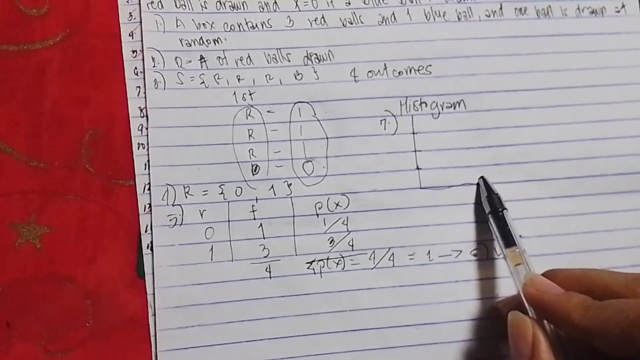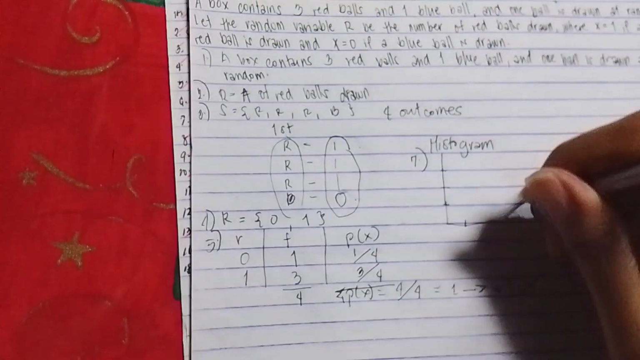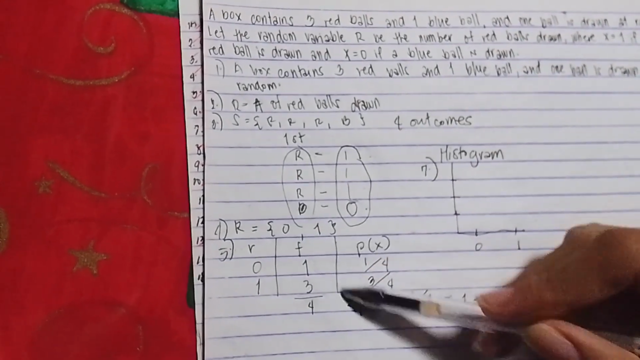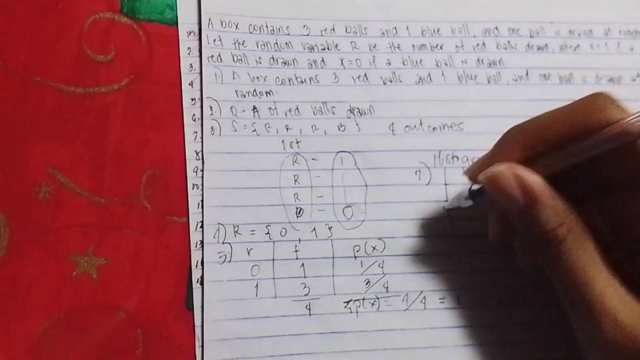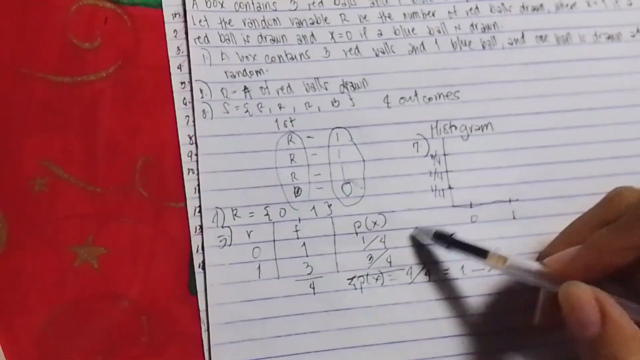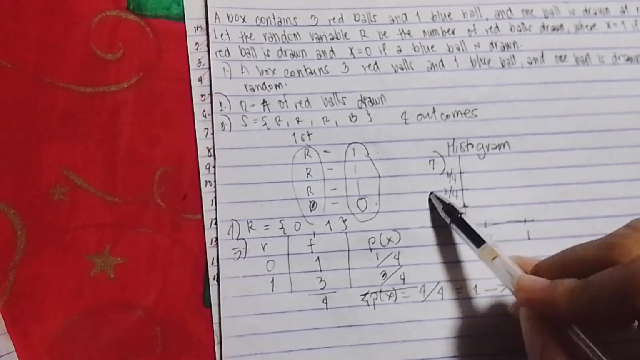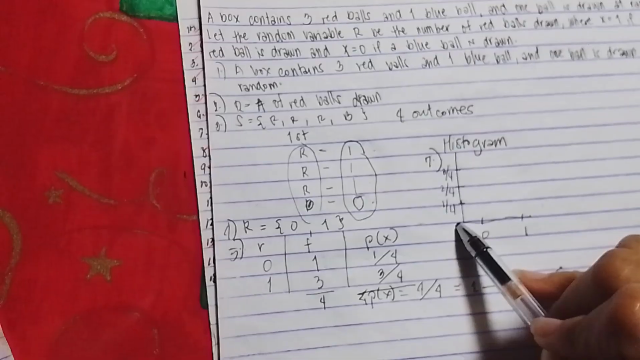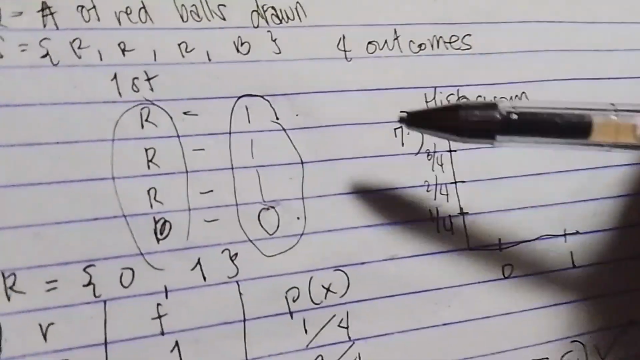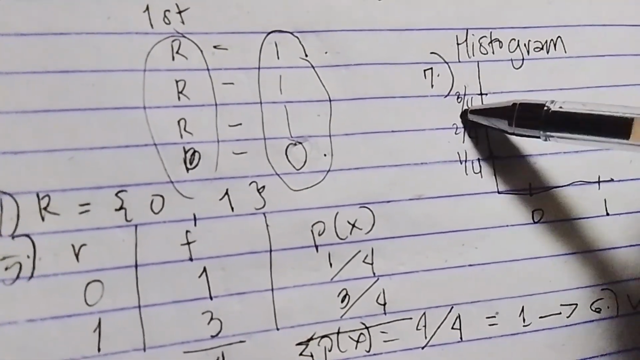What are we going to put in our x-axis? Of course, we are going to put the values of the random variable, so we'll have to put 0 and 1. And for the y-axis, we are going to put the values of our p of x, which is 1/4, 2/4, 3/4. But wait, we don't have any 2/4 in the p of x. We still need to include 2/4 because we cannot skip counting from 1 to 3. So we have to count 1, 2, 3.